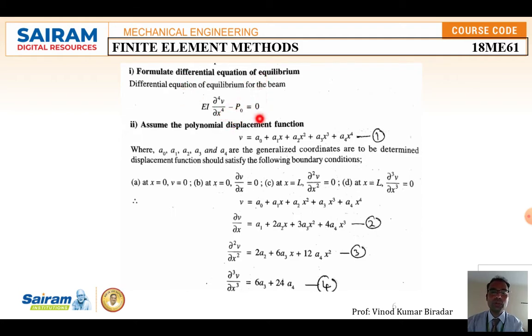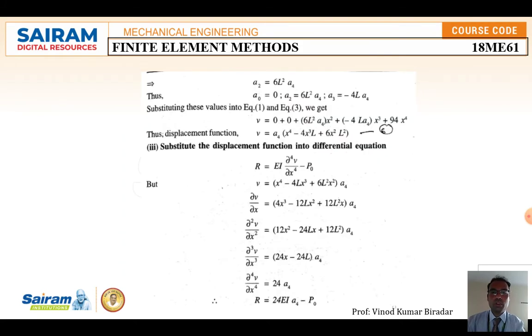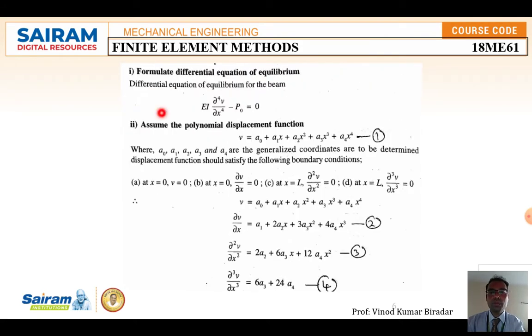This equation you have to remember. Okay, so the second step is what? Assume the polynomial function, that is the displacement function. Based on this, how many orders are there? So here d to the power of 4 will be there. You have to assume the polynomial in such a way that it goes up to the 4th power.